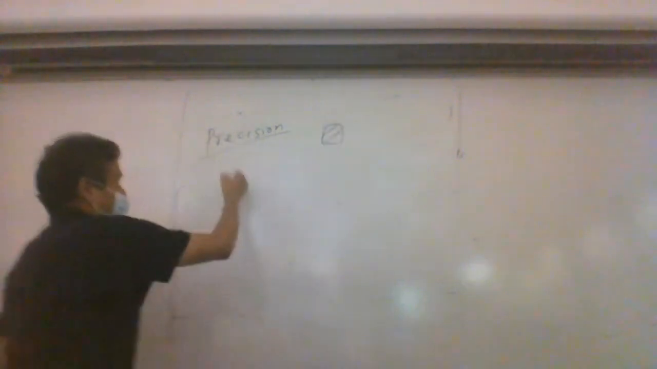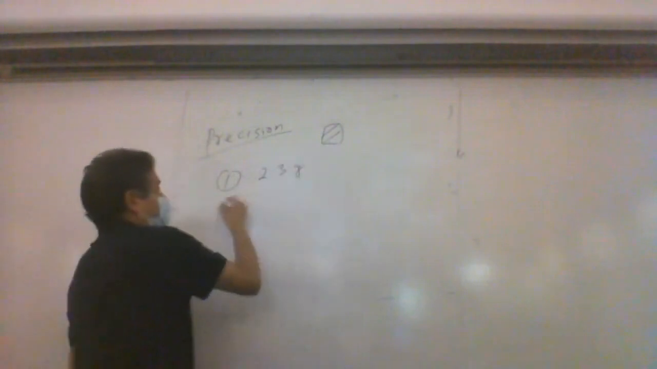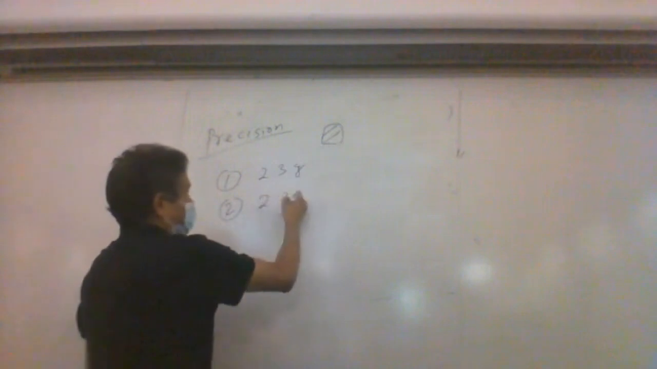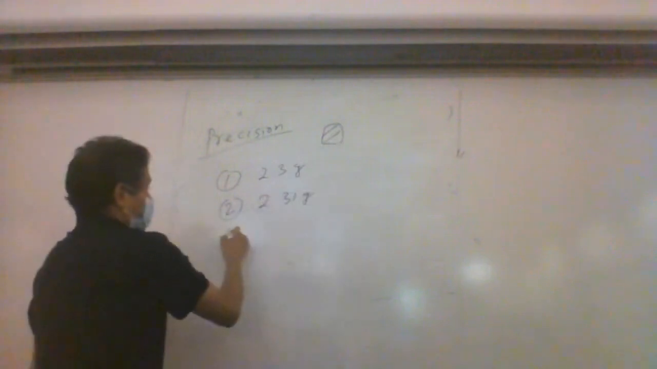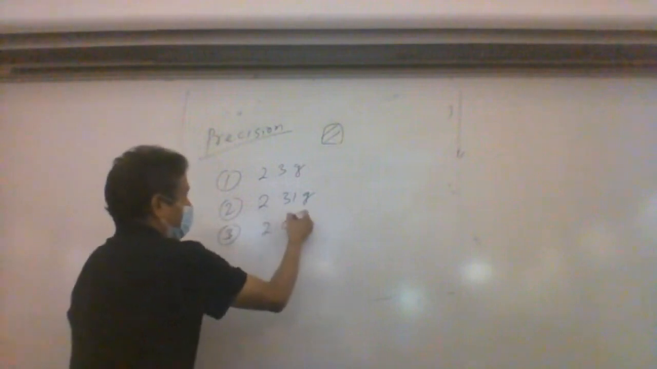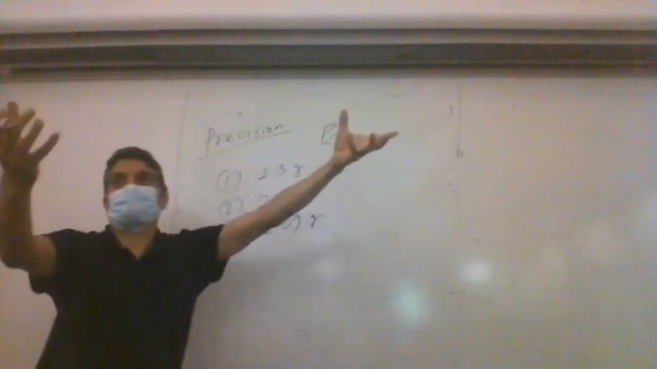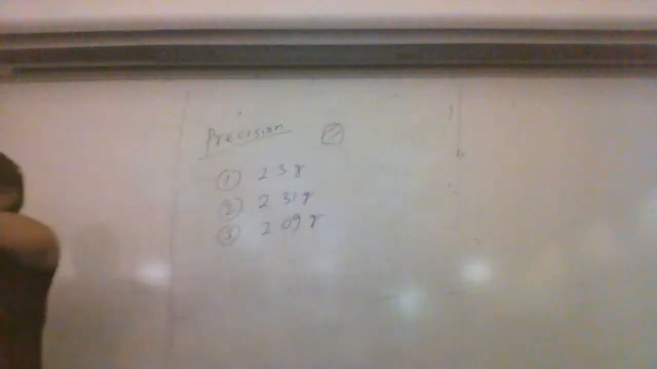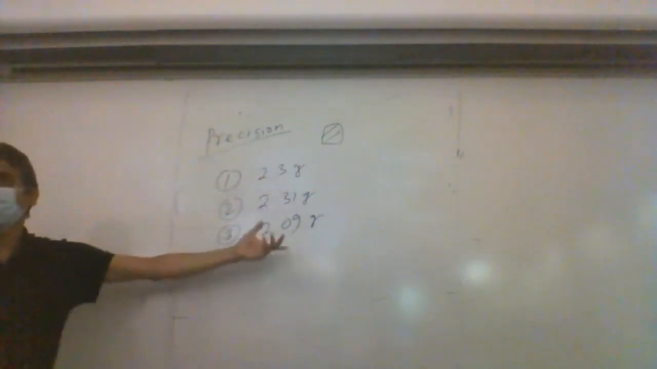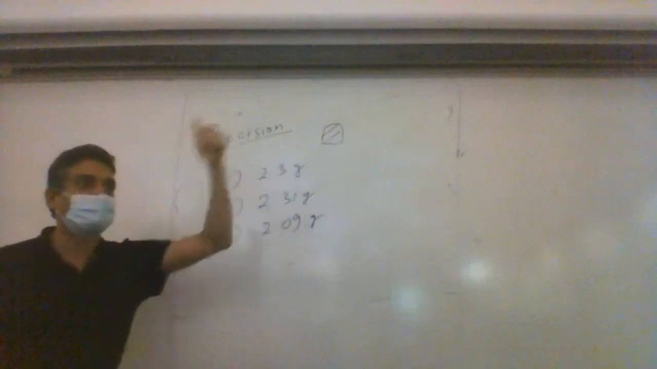Now you go to lab and one time you measure the mass to be 2.3 gram. Second time you repeated the experiment, you measure the mass of this guy and you got 2.31 gram. And another time you measure the mass and you got 2.09 gram. So you measure the mass of this 3 times, repeating the same thing. Are these numbers close to each other? Yes, you see 2.3, 2.31, 2.09, very close to each other, very good precision.